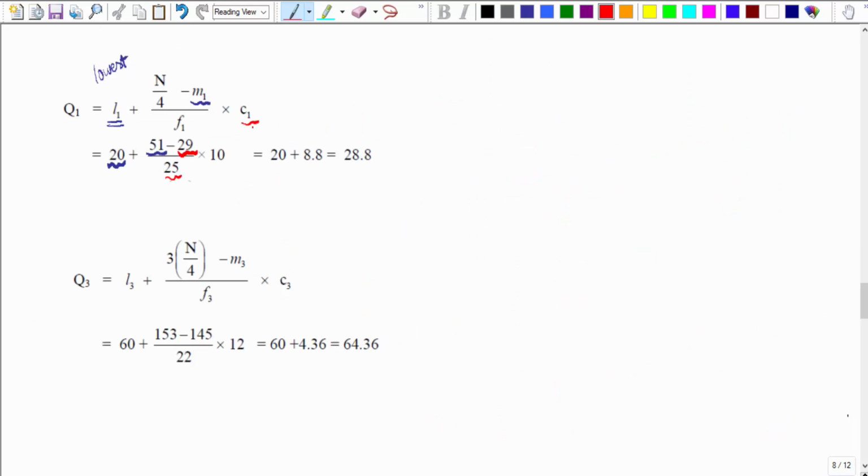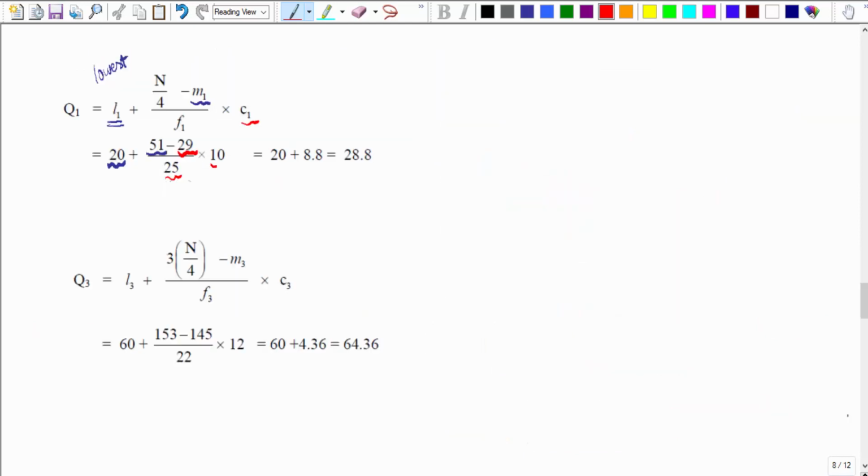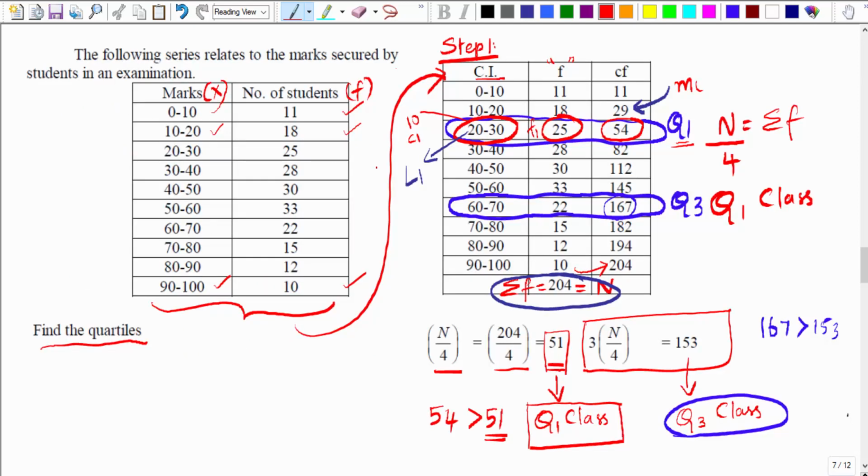Then multiplied by C1. What is C1? C1 is the width of this class interval, 20 to 30. What is the width? The difference is 10. So this is called C1. So multiplied by 10. If you do this mathematics, you get the number as 28.8, and this is quartile 1. Okay. Similarly, let's find out quartile 3. Let me clear all this mess now.